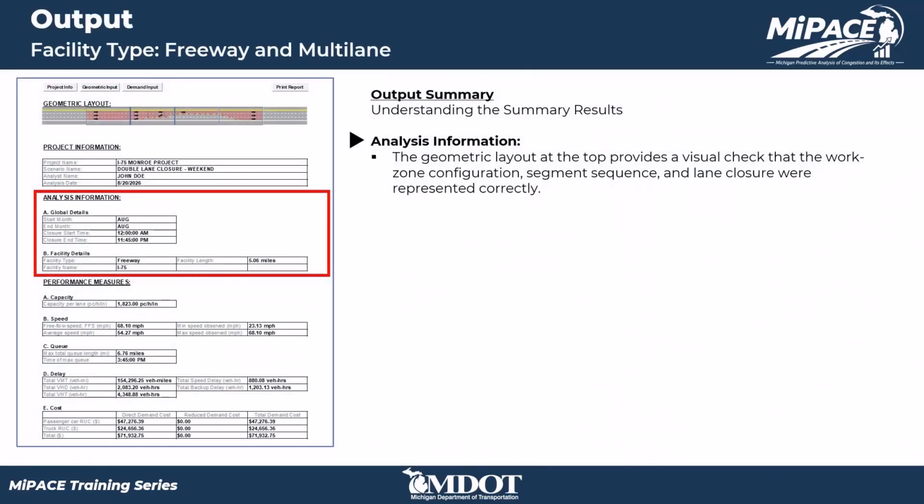The output summary brings the main project information, analysis setup, and performance measures into one report page. At the top, the geometric layout provides a quick visual check that the lane closure, segment sequence, and the work zone configuration were represented correctly.